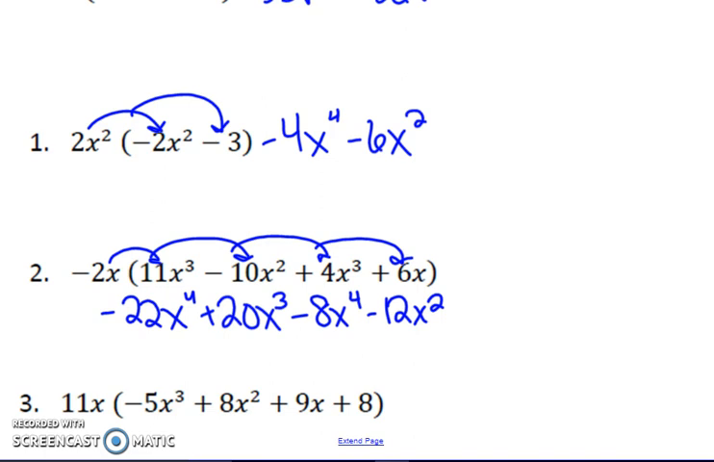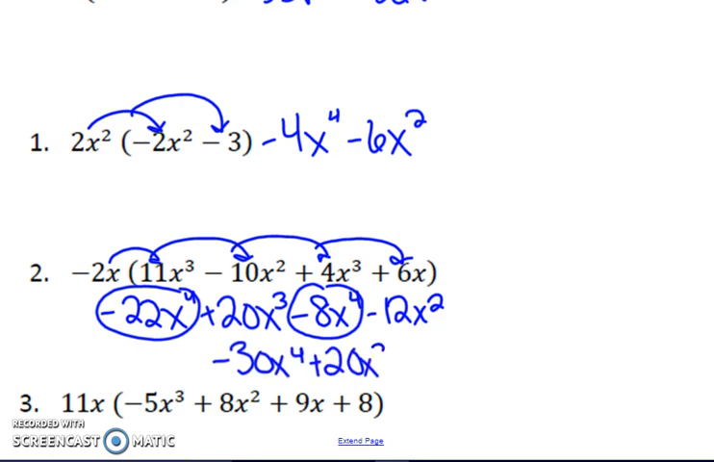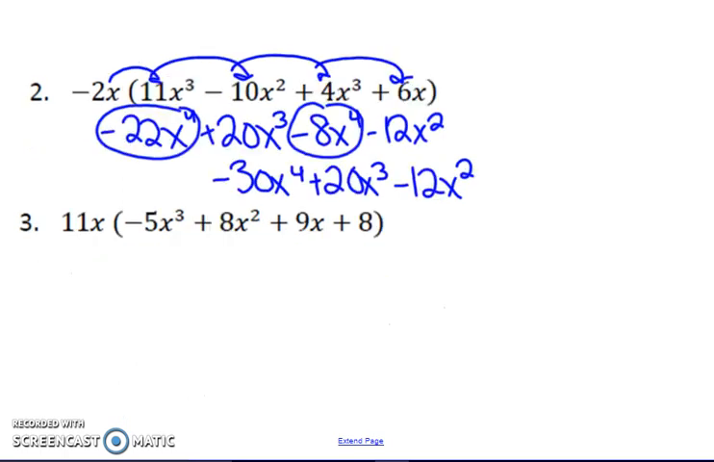Now, if we look, I need to combine like terms. I have a negative 8x to the 4th and a negative 22x to the 4th. So that gives me negative 30x to the 4th plus 20x to the 3rd minus 12x squared. Now that I've combined all my like terms and my exponents are in descending order, that's my final answer. If you leave it as the answer above, technically you are wrong. You did not finish your problem. Make sure you combine those like terms.